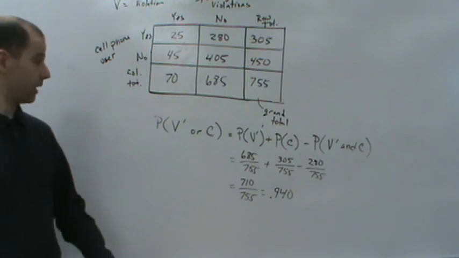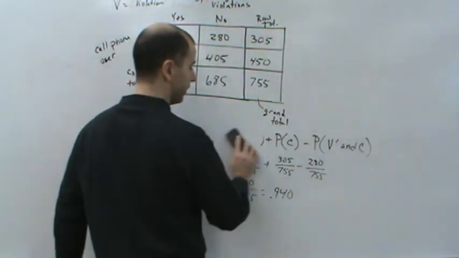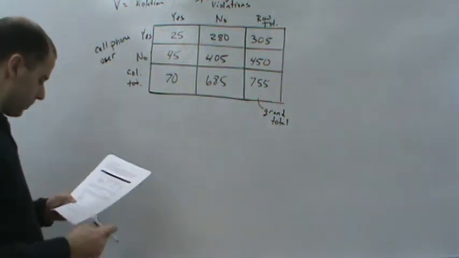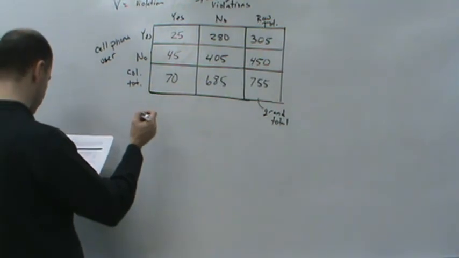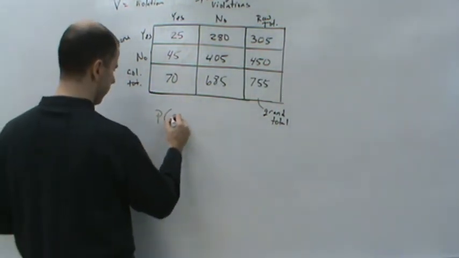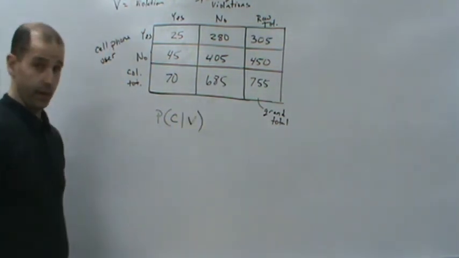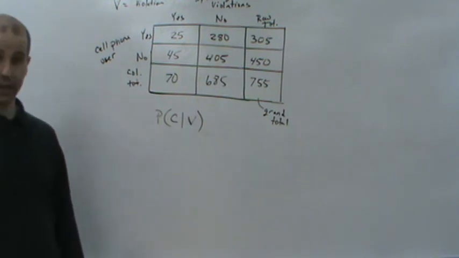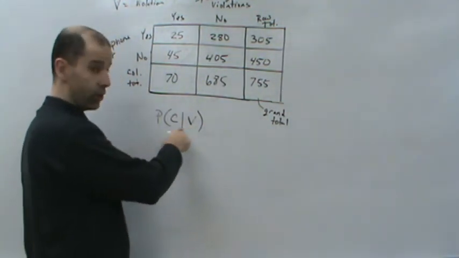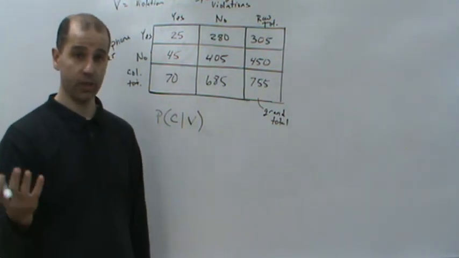So now let's do a couple of conditional probabilities. Now this is where it gets fun. For me personally, this is where it becomes fun. So now, what's the probability that a randomly selected person is a cell phone user, given they had a speeding violation in the past year? So now, the fact that I know whoever this randomly selected person is, I know that they've had a speeding violation in the past year.